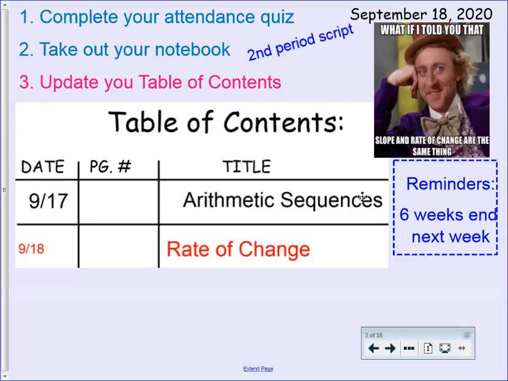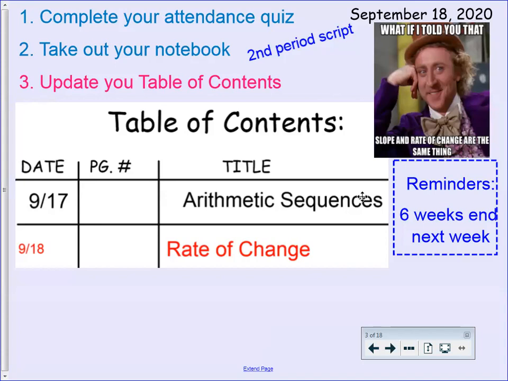All right, everybody, today is September 18th. We want to go ahead and update our table of contents. Remember, next week I will be doing a notebook check, so you definitely want to have a table of contents in there. Today's topic is rate of change.